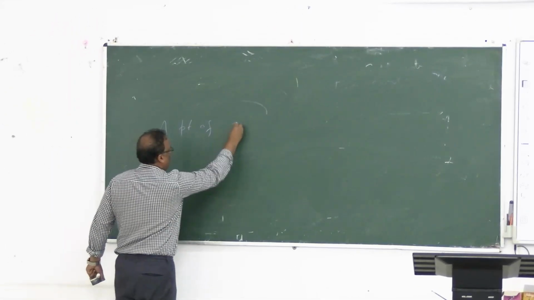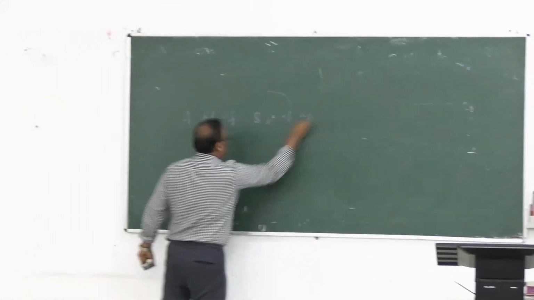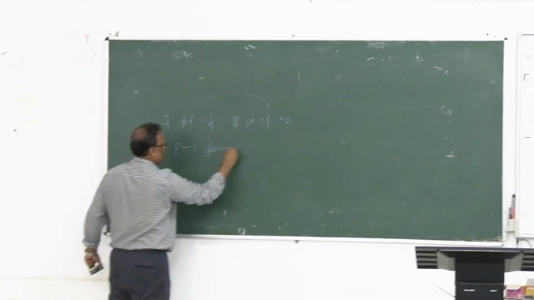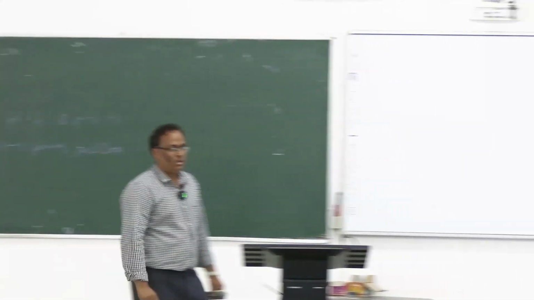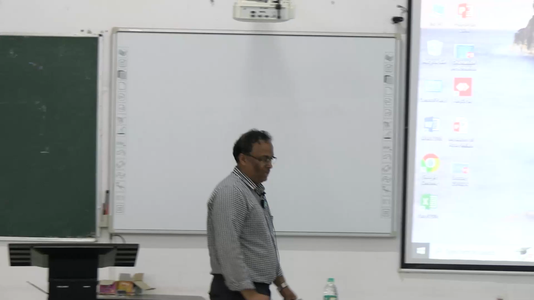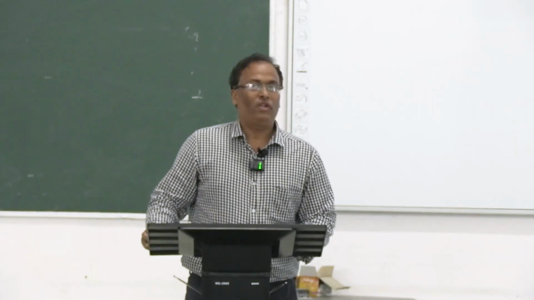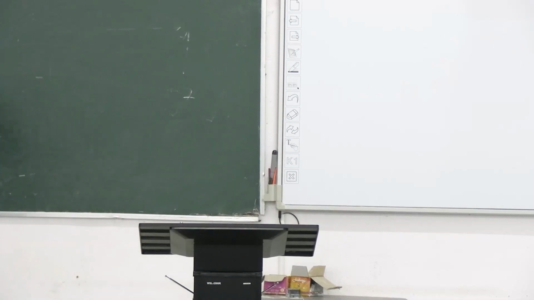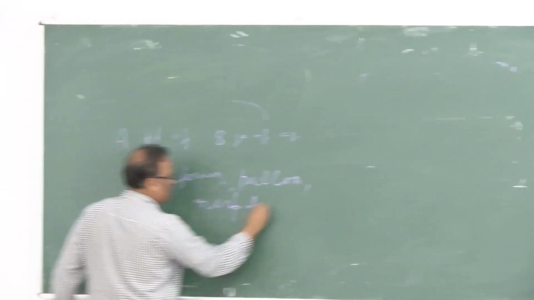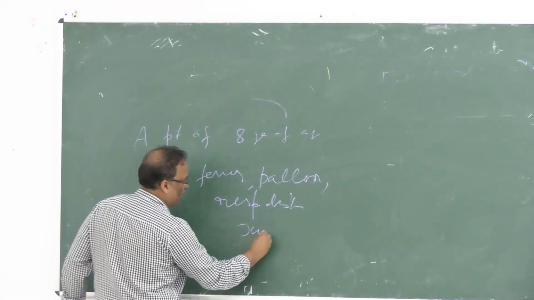So a patient of 8 years of age presented with fever, pallor. Pallor means what? Pallor means when I was seeing the patient, the patient looks like there is less blood, you are suspecting there is a pallor. After the investigation we can detect his hemoglobin is less. So this patient presented with pallor, respiratory distress, jaundice.